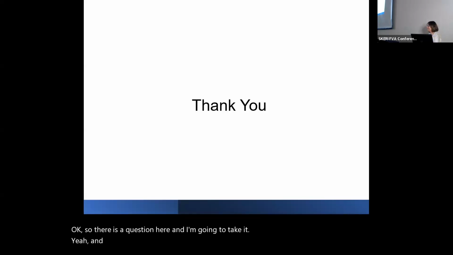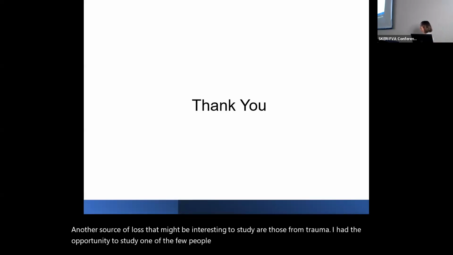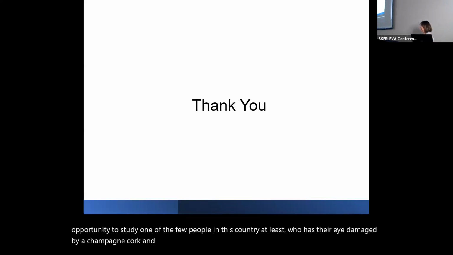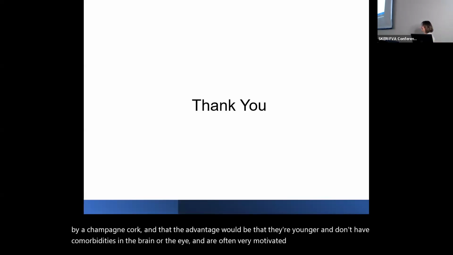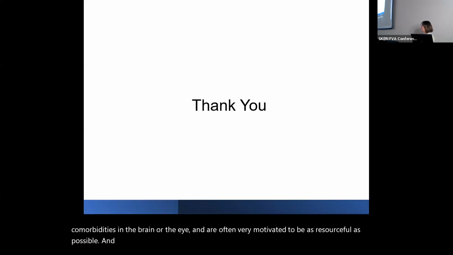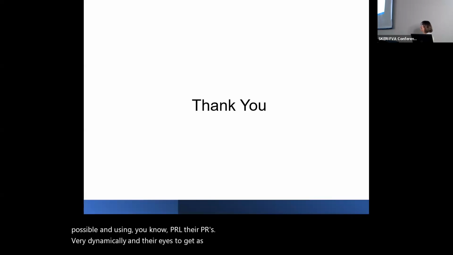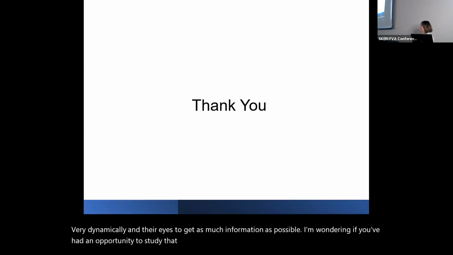Another source of loss that might be interesting to study are those from trauma. I had the opportunity to study one of the few people in this country, at least, who has their eye damaged by a champagne cork. And the advantage would be that they're younger and don't have comorbidities in the brain or the eye, and are often very motivated to be as resourceful as possible, using their PRLs very dynamically in their eyes to get as much information as possible. I'm wondering if you've had an opportunity to study a few of that population.